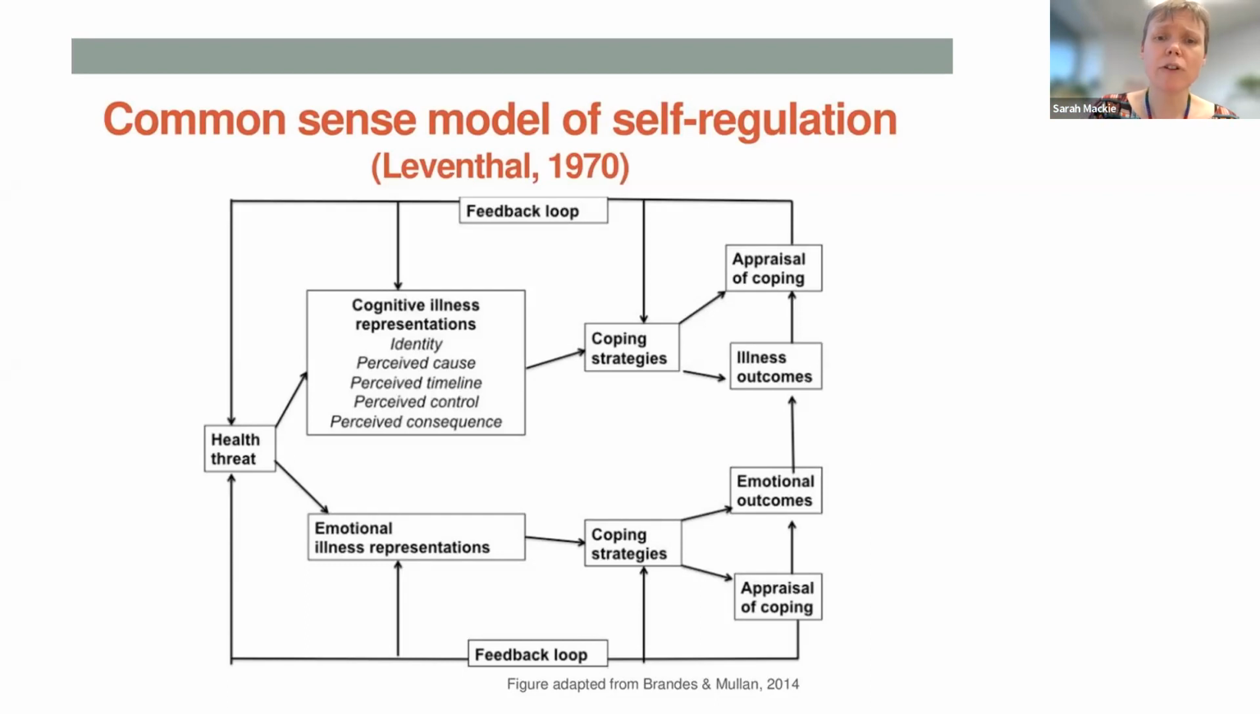For chronic diseases, this feedback loop is constantly cycling, constantly going round and round. So it's not like a linear process or a journey through the illness. It's happening all together and all at once, and the emotional and the cognitive side are really intertwined. So that was the theoretical background that we used to think through some of the things for this project.